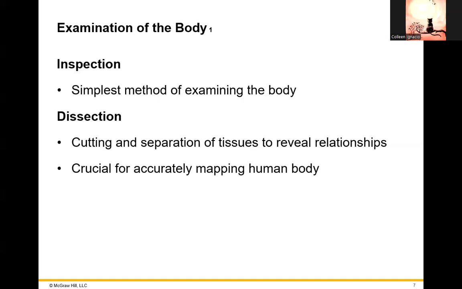When we think about dissection, we are actually cutting and separating tissues to reveal the relationships. When we're dissecting, we're looking for muscles, blood vessels, ligaments and tendons. So that's what we're looking for when we do a dissection. And dissection is really important for accurately mapping the human body.